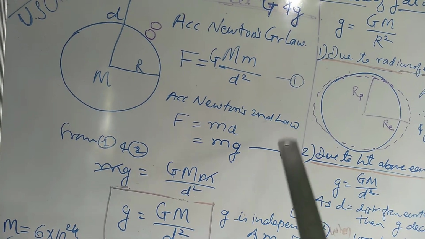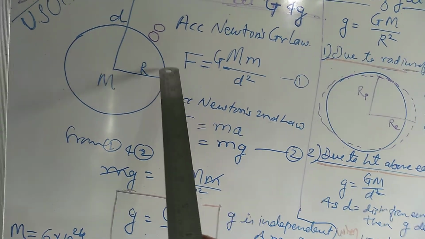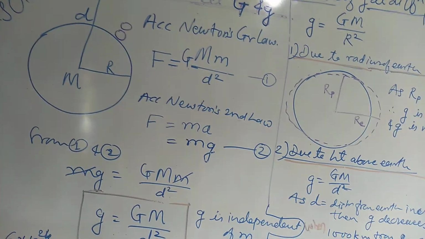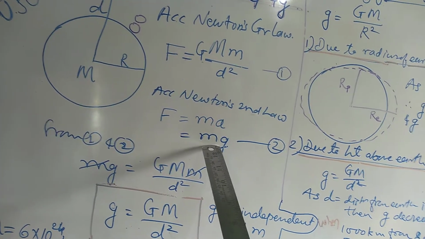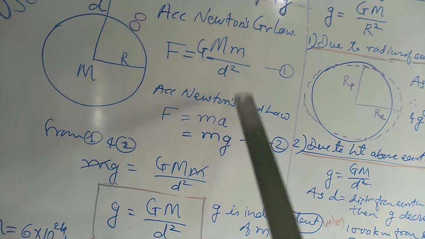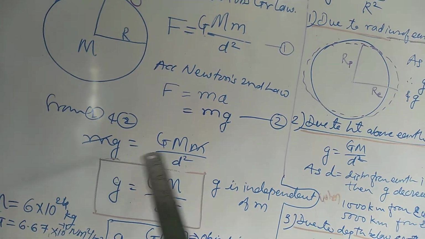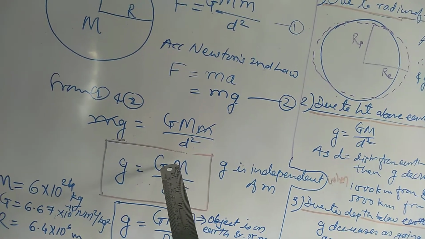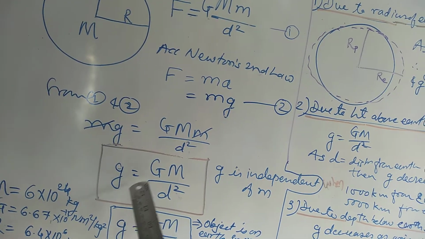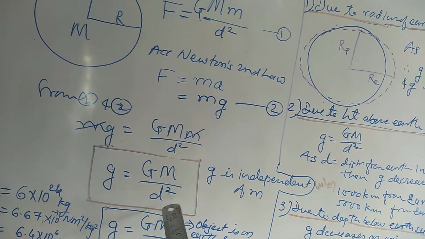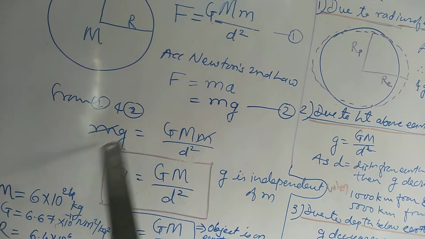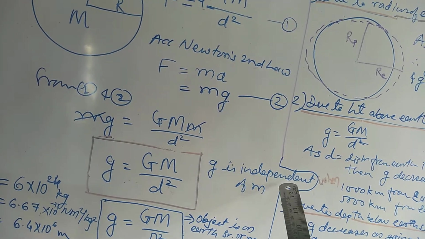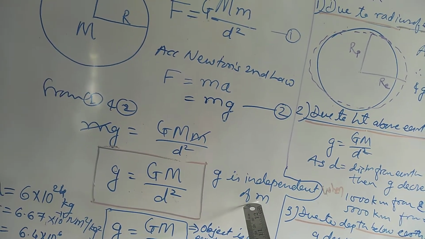From the first and second relation, you can see that both are the force exerted between the two objects, and that is the same. So we equate the right hand sides. After equating, we get small g is equal to capital G into capital M divided by d square. This relation shows that g is independent of the mass of the object.